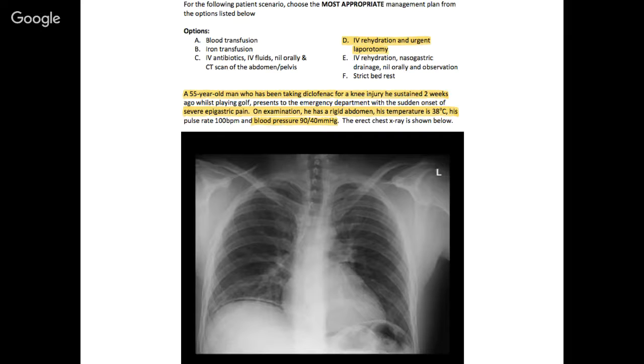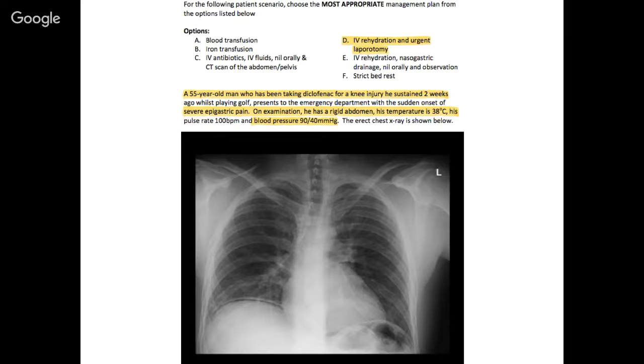So generally with perforated viscus, which could also happen with bowel and a few other things, you see pneumoperitoneum, or this little line here. Okay, that shouldn't be there. And that's why, because it's perforation of a viscus, hemodynamic instability, you need to rehydrate them straight away and send them off for laparotomy. Make sense? Just nod or shake, don't have to talk.